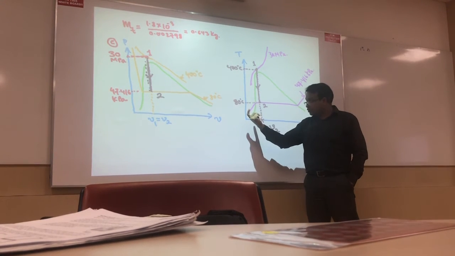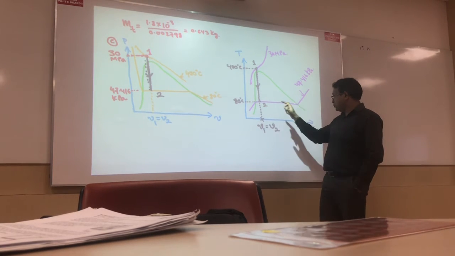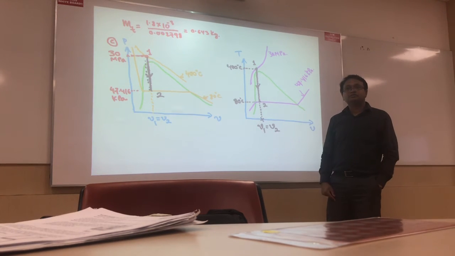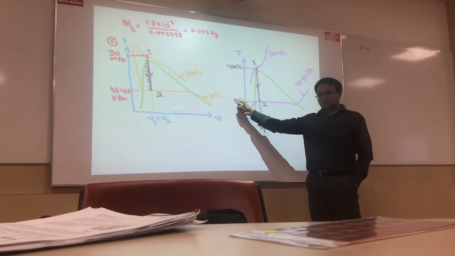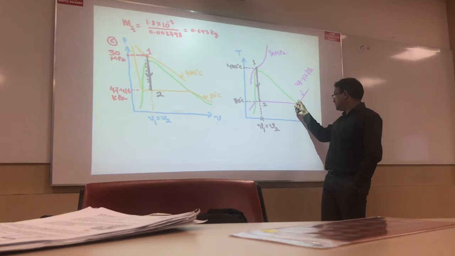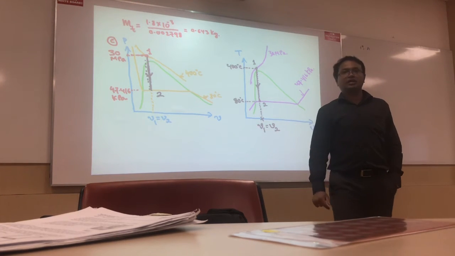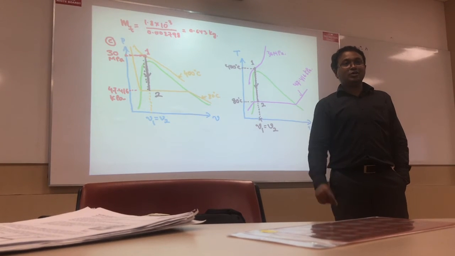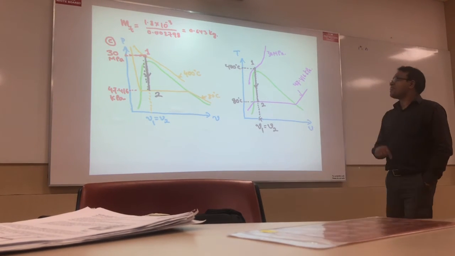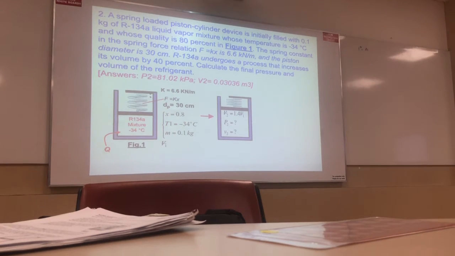Right? And how to find the quality? I know the distance from here to here. I know the distance from here to here. Then I can find the quality. Right? V1 or V2 minus Vf at 80 degrees Celsius, divided by Vg minus Vf at 80 degrees Celsius. Done. Alright? So you have to practice. So next question, I can go.